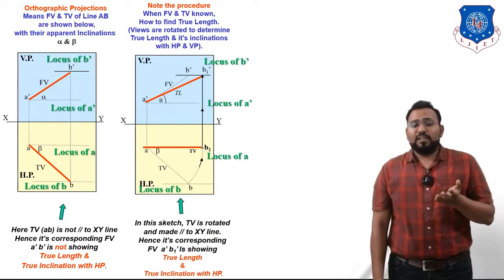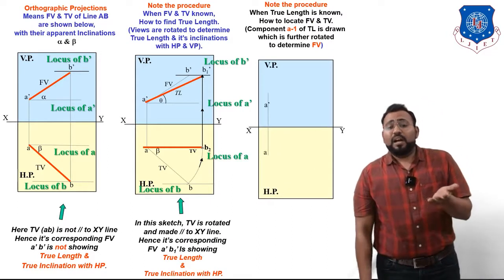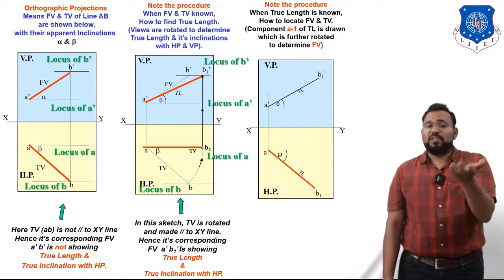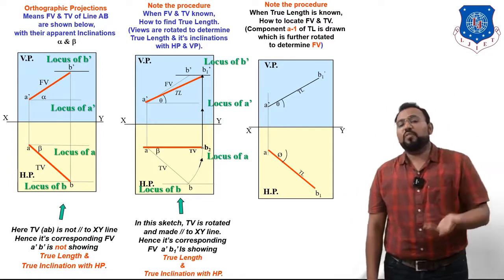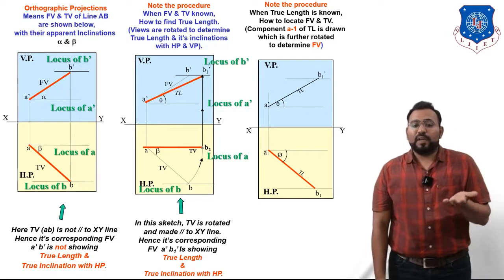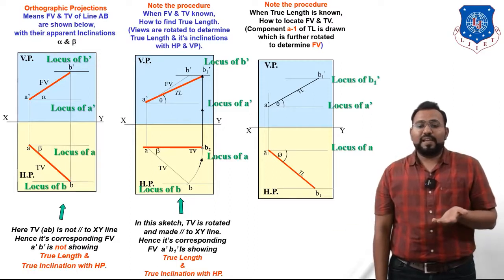Now in the third case, we have a problem something like this, when the true length is given and you have to find the front view and top view. Here you can see on your screen the true length is given; we have to find the front view and top view. First we will write all the locus. You can see the locus of A, locus of A dash, locus of B1 dash, and locus of B1.